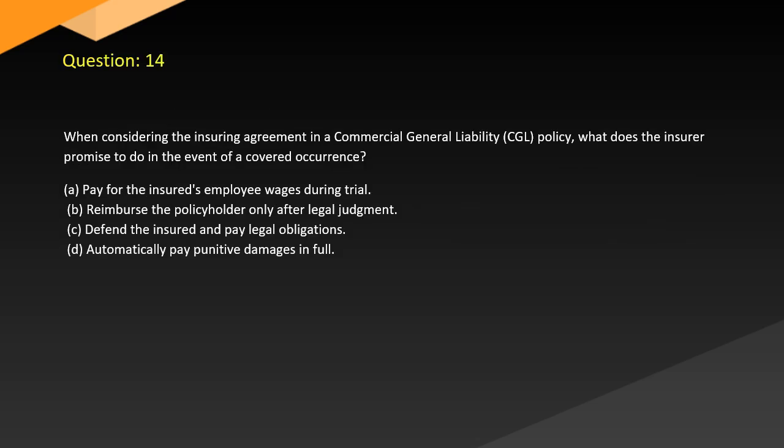Question 14. When considering the insuring agreement in a commercial general liability, CGL, policy, what does the insurer promise to do in the event of a covered occurrence? A. Pay for the insured's employee wages during trial. B. Reimburse the policyholder only after legal judgment. C. Defend the insured and pay legal obligations. D. Automatically pay punitive damages in full.